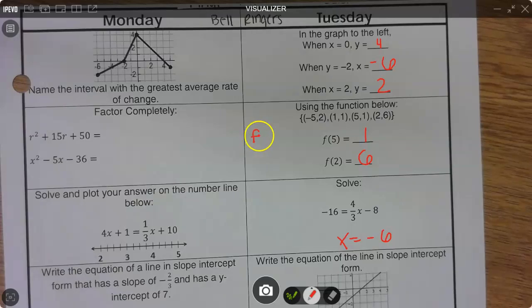So f of x is equal to y. It's kind of like the generic notation. So anything in the parentheses represents your x value. So then the ordered pairs are always considered an xy. So then that's your x, and then your answer is the y. You're welcome. Yeah, that's just one of those weird notation rules.